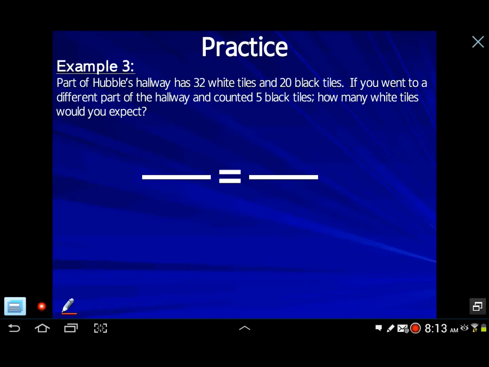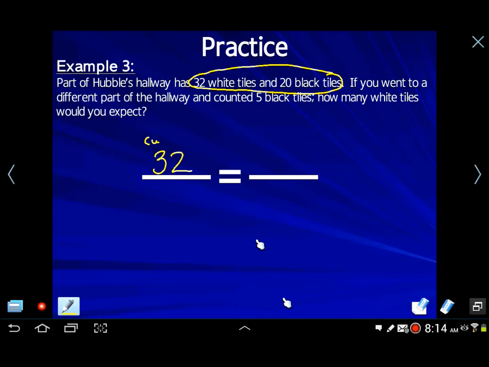Okay, let's go into example number 3 here. Part of Hubble's hallway has 32 white tiles and 20 black tiles. If you went to a different part of the hallway and counted 5 black, let's say you were looking at a particular section of the hallway, and you counted 5 black tiles, how many white would you expect in that section? Okay, so let's go ahead and write down our basic ratio. There's our basic ratio, 32. That represents the number of white tiles, and 20, and that represents the number of black tiles. Okay, so 32 to 20.